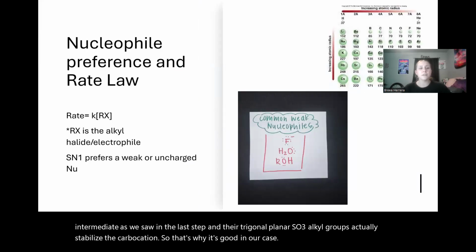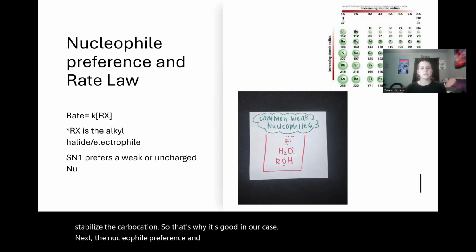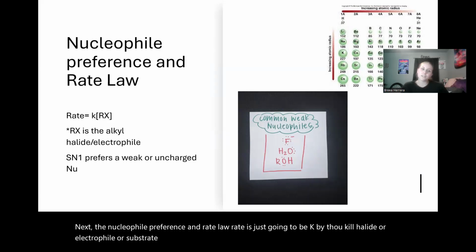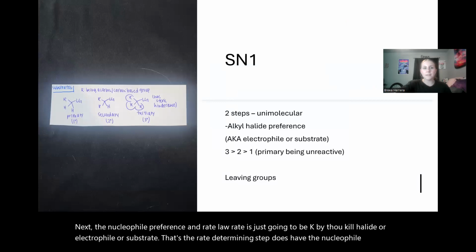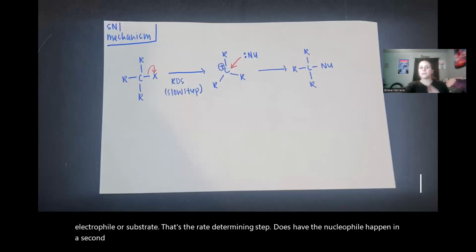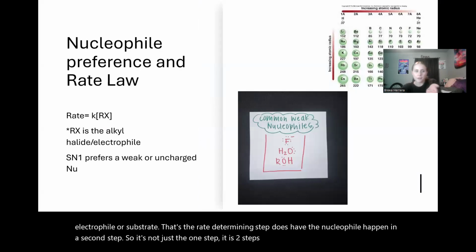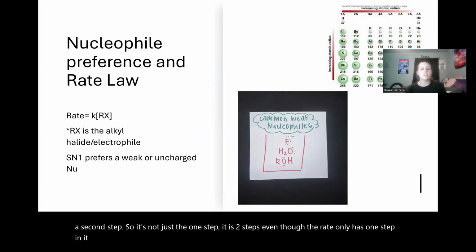Next, the nucleophile preference and rate law. Rate is just going to be k times the alkyl halide, or electrophile, or substrate. That's the rate determining step. The nucleophile does happen in a second step. So it's not just one step, it is two steps, even though the rate only has one reactant in it. It's just that that's the rate determining step, the slowest step.